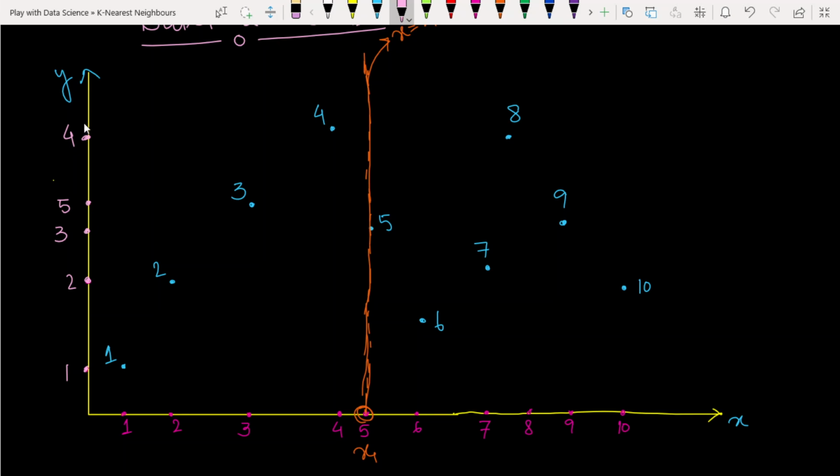Now what is the median among all these points? The median is this point. It will be 3. So the median among these points is 5. Now we split again, repeating the same thing. I am going to split this plane according to this median value.